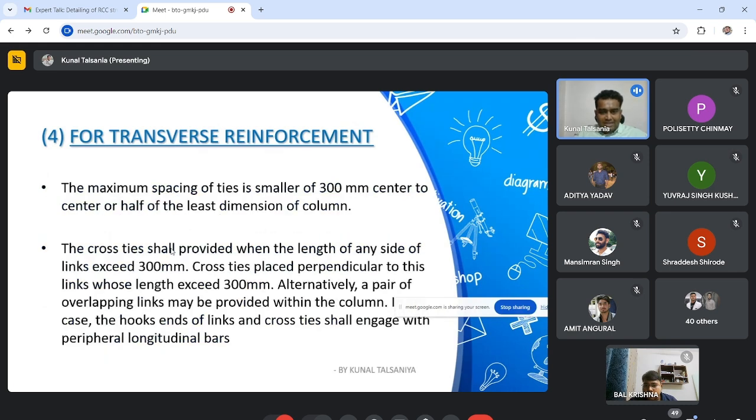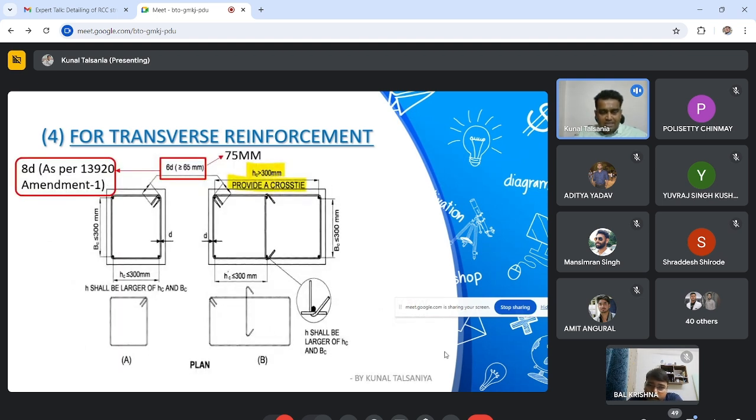Okay. The cross tie shall be provided when the length of any side of links exceeds 300 mm. Cross ties are placed perpendicular to the links whose length exceeds 300 mm. Alternately, a pair of overlapping links may be provided within the column. I will explain. So see, this is the ideal way. This is the 6D or greater than 65 mm, but this is now changed to 8D and 75 mm. If you see the amendments, they have clearly explained this. So this is the standard pattern they have shown for columns.